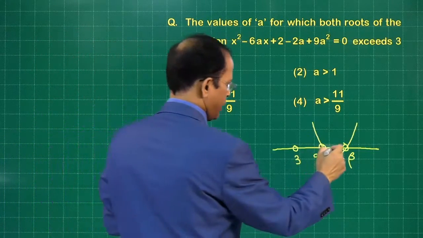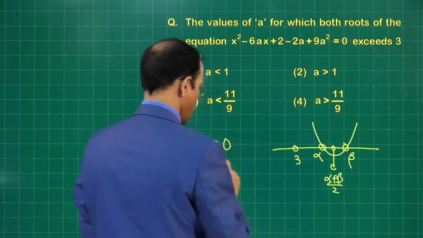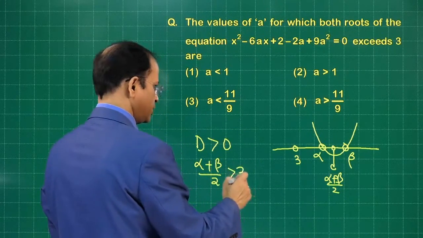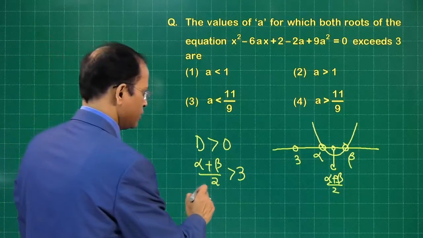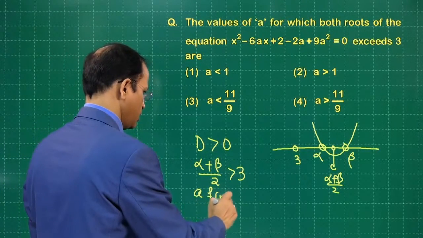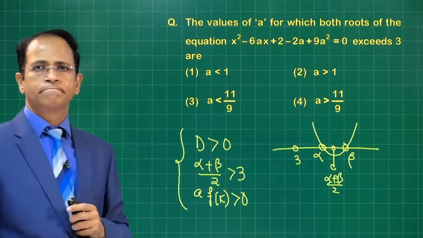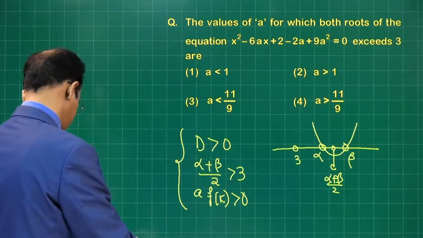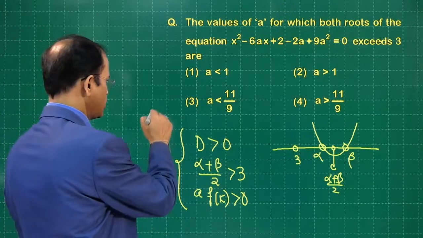So what we have: D is greater than 0, that is one. Then we have alpha plus beta by 2 is greater than 3, this is one part we have. And we have a into f of k is greater than 0, right? This is what we have. Can you see that? So these are the conditions we have.